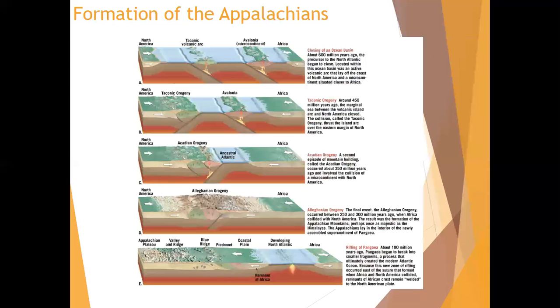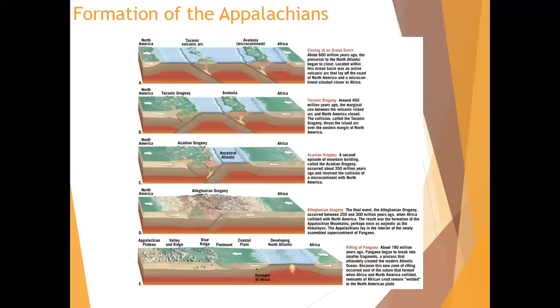Then about 250 to 300 million years ago, Africa and North America collided, deforming both of their crusts. This is the Alleghanian orogeny. So the formation then of additional mountains from the colliding of these two massive continents. This broke up about 180 million years ago. And when it broke up, part of Africa remained welded to North America.